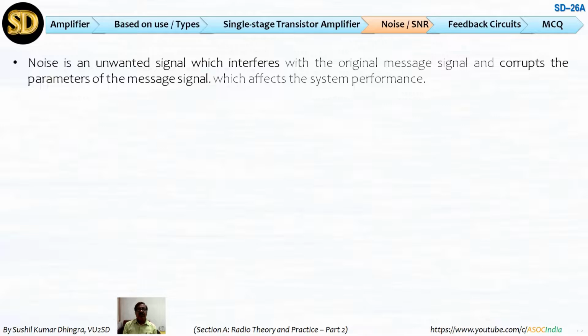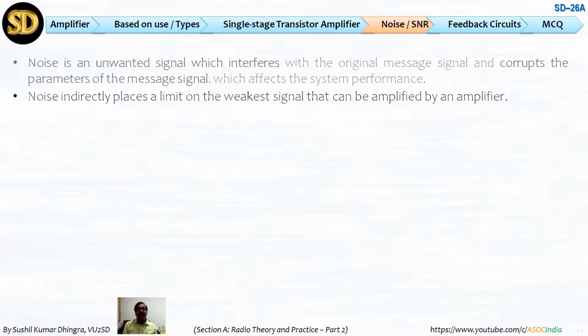Going next, noise. What is noise itself? You can see noise in radio, in communication, in telephone when you are speaking: some background noise is coming, some equipment noise, some charger power supply noise, sometimes it's flickering. All these unwanted signals are called noise. They disturb and corrupt the parameters of the message or incoming signal, and we have to stop it.